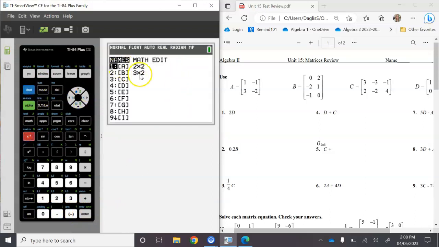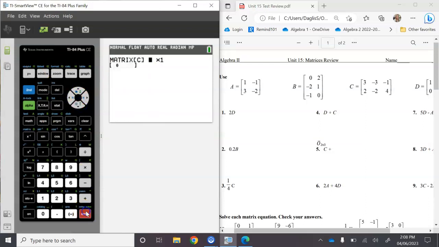Go back to my matrix menu. There it is. Come over here to edit. I want to now edit matrix C. Matrix C is a 2 by 3. My elements are 3, -3, -1, 2, -2, and 4.